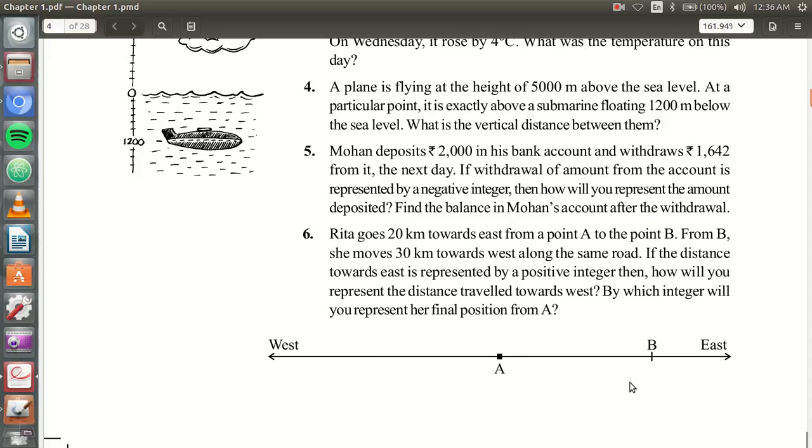And if this is the number line that I'm considering, then on moving from the left hand side to the right hand side, my numbers will increase. That is, I'll get positive numbers. And when I move from the right hand side to the left hand side, my numbers will decrease. So if I move from A towards the west, that is towards the left hand side, I'll get negative numbers. So that is the representation of the distance traveled towards the left. And by which integer will you represent a final position from A?